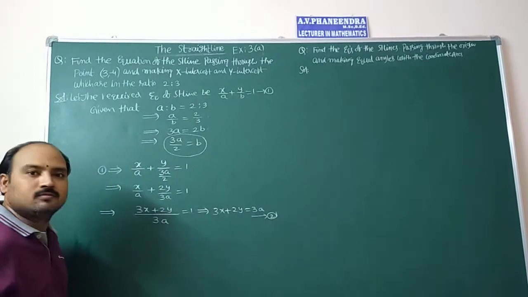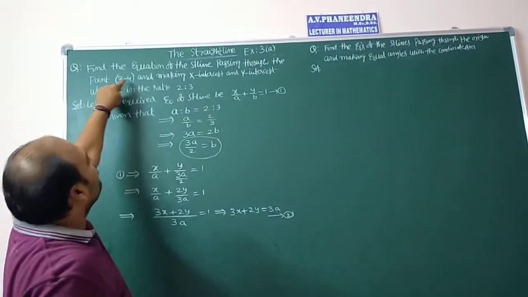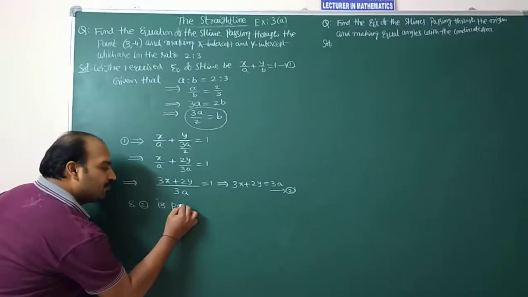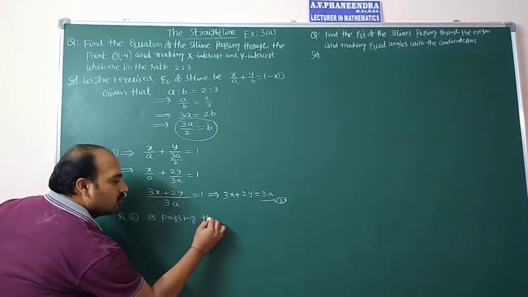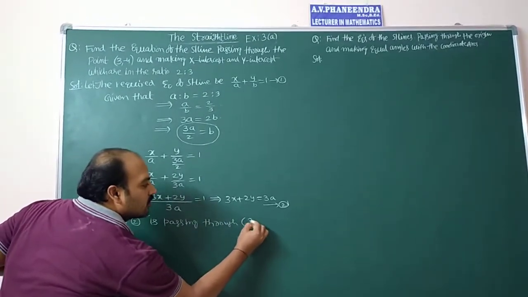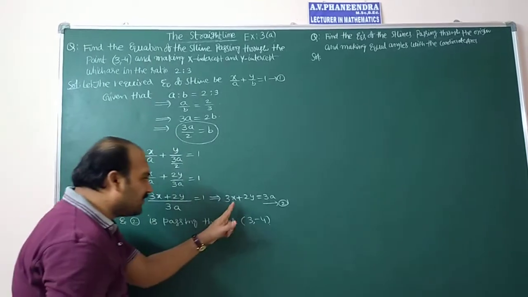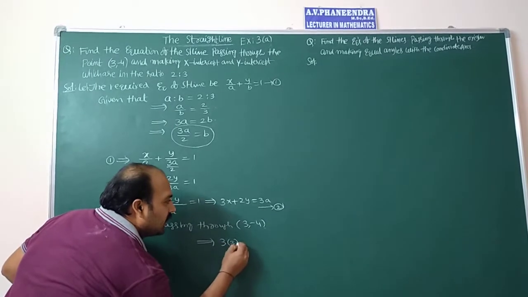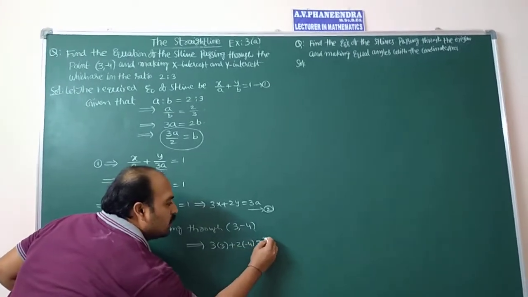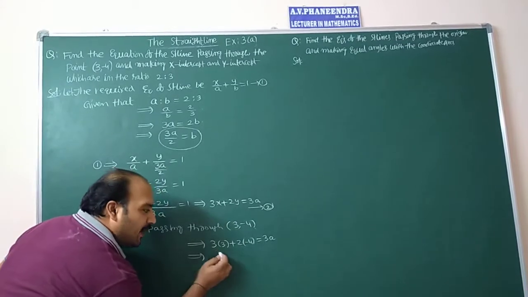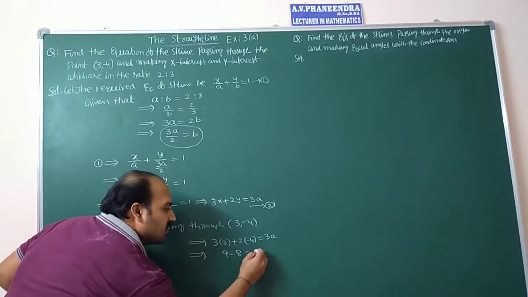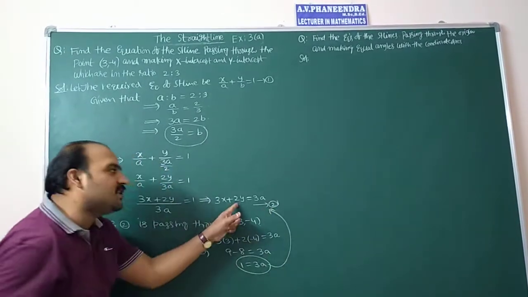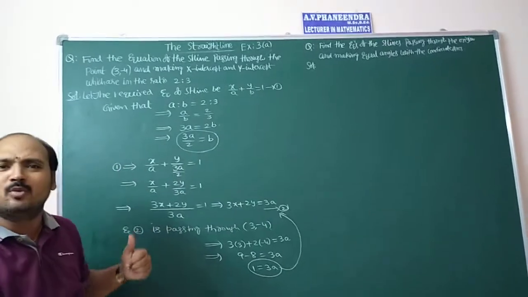Equation number 2. Equation 2 is passing through (3, -4). In place of x, y, substitute 3, -4. That implies 3 into 3 plus 2 into -4 is equal to 3a. That implies 9 - 8 = 3a. So 1 = 3a. So the 3a value you can directly substitute in this equation, and we can get the answer. No need to calculate the a and b values.